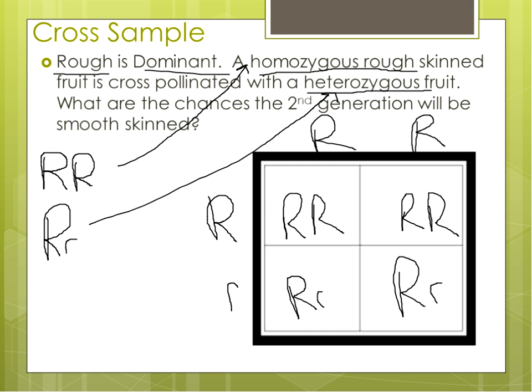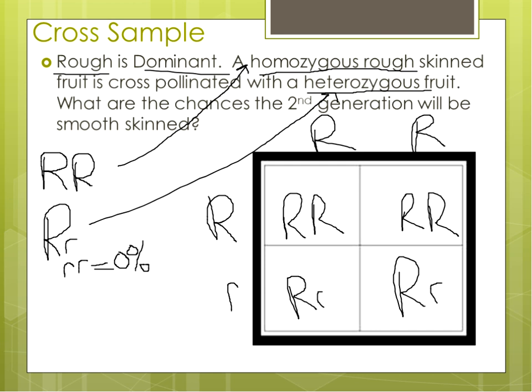So the question is, what are the chances the second generation, which are these four in here, will be smooth skinned? Who wants to guess? What percent? 0, 25, 50, 75, 100%? Well, in order to be smooth skin, you have to have little r, little r. I don't see any. So that's 0%. Good job for those of you who wrote that.